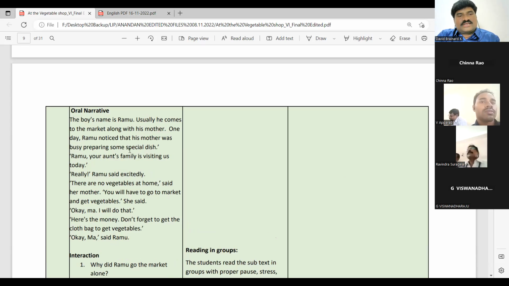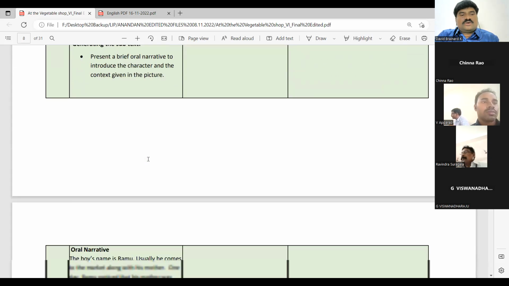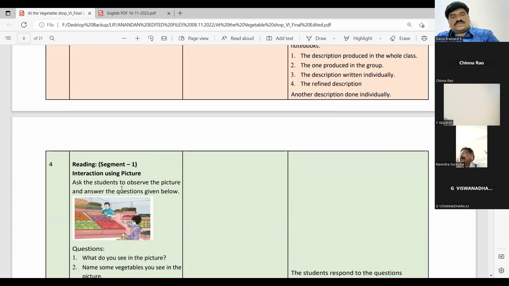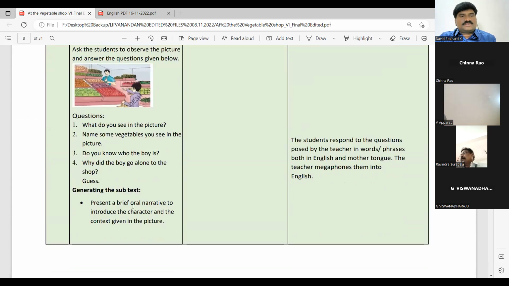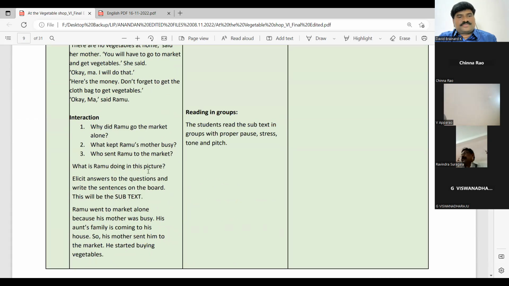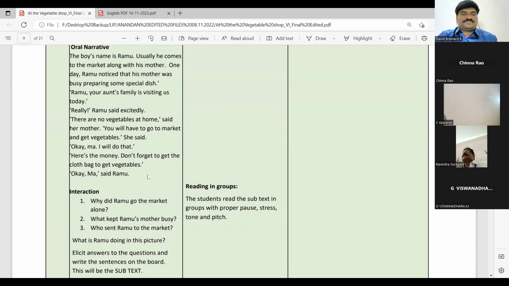So this is the oral narrative generated by the teacher. Why should we give oral narrative when there is no possibility of creating subtext? We need to give oral narrative. So every picture should have a subtext finally, or an oral narrative by the teacher. So here in this picture, finally we come to the interaction part, where there'll be some questions based on the oral narration given by the teacher. And then we can elicit some responses from our students.